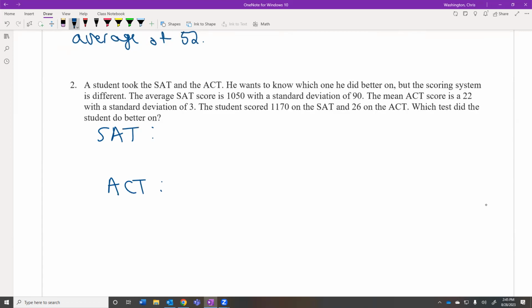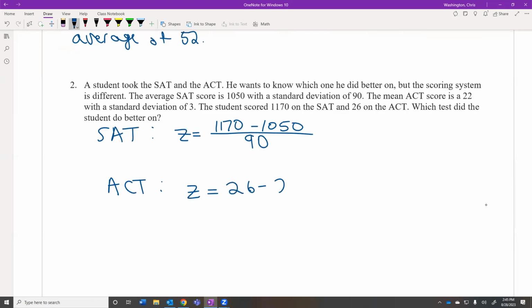The SAT, the score in question is 1170. The average is 1050, and the standard deviation is 90. The ACT, the score in question is a 26.